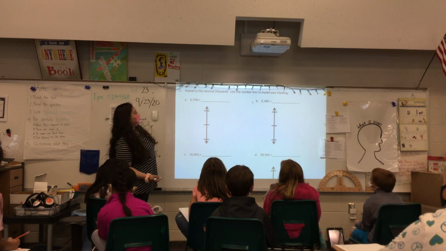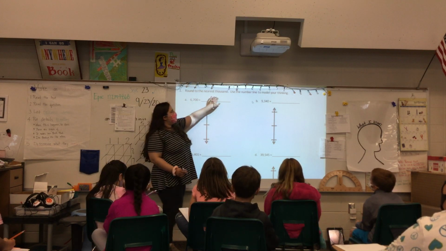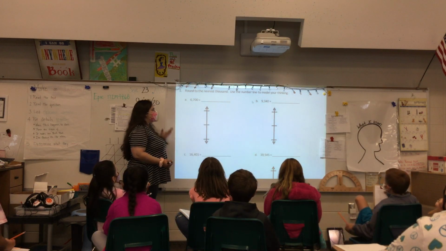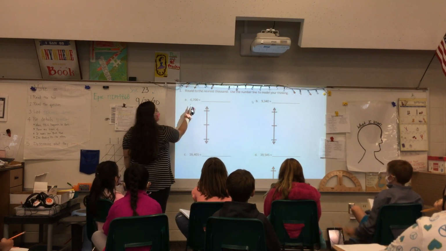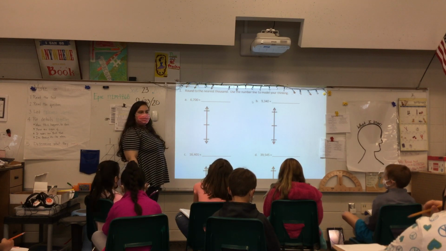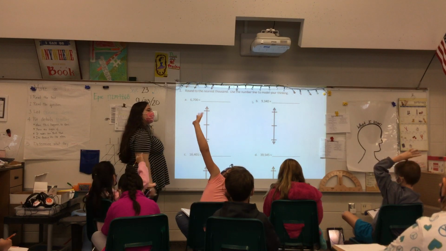Zeke, you ready? All right. And I'm going to give you the same. So just round to the nearest thousand. Use the number line to model your thinking. I want you to tell me where to start, just what we've been doing. So, in 6,700, how many thousands? How many thousands are there?